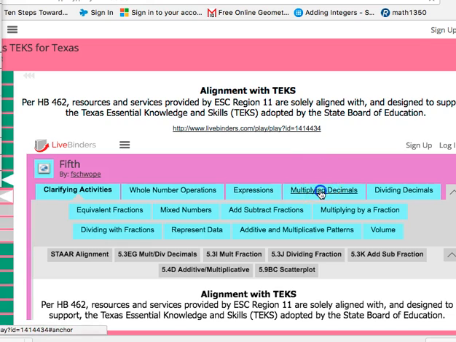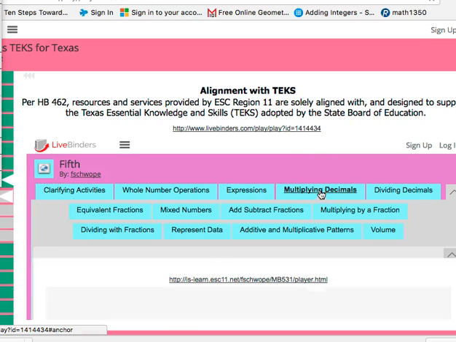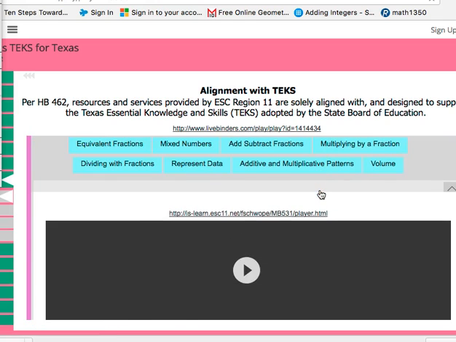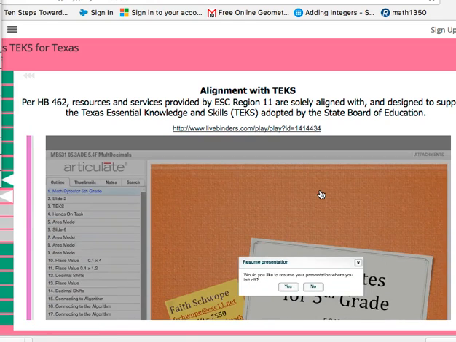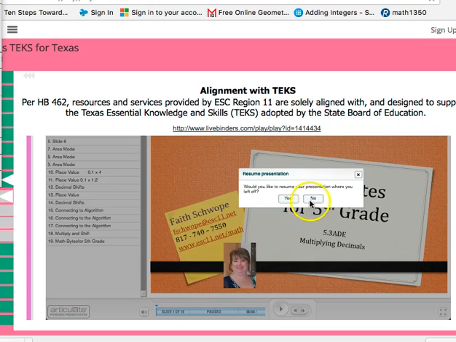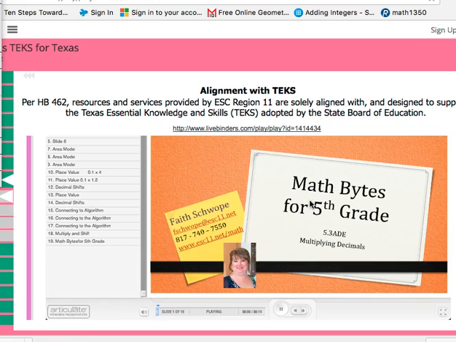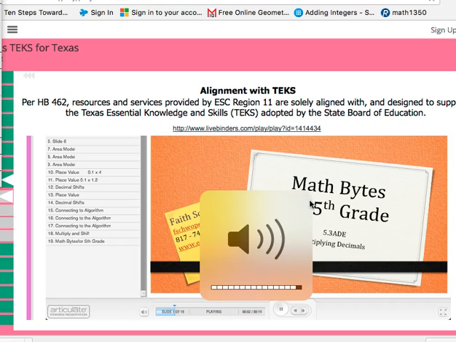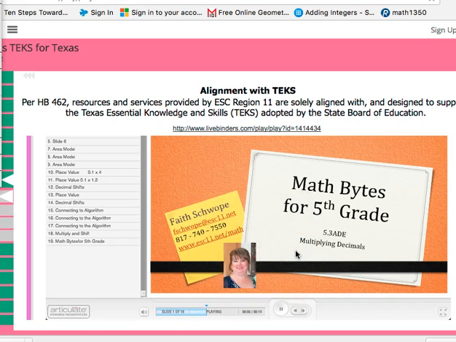If I click here on multiplying decimals, because we're going to be focusing on operations of decimals today, it's going to have a video created by this specialist. Welcome to the 3rd edition of Math Bites. It's going to go through just how you can explain it, different resources that you can use, etc.